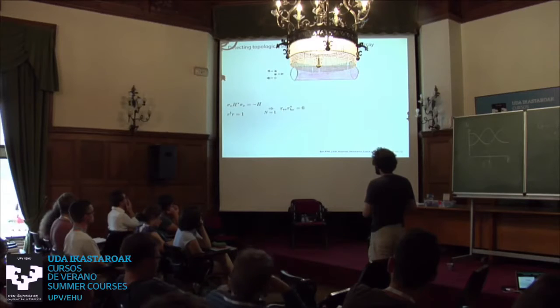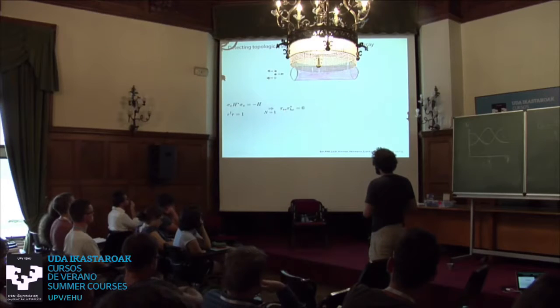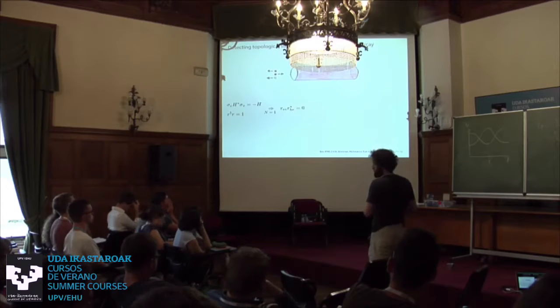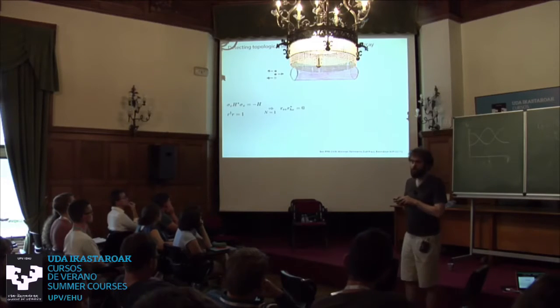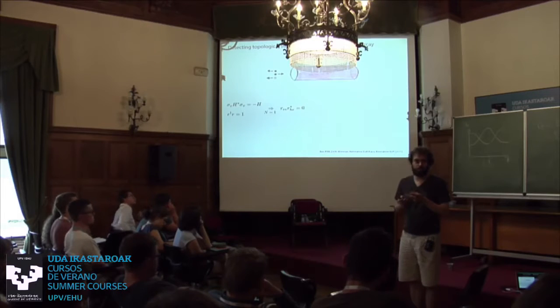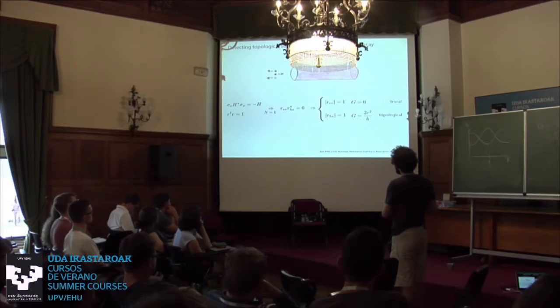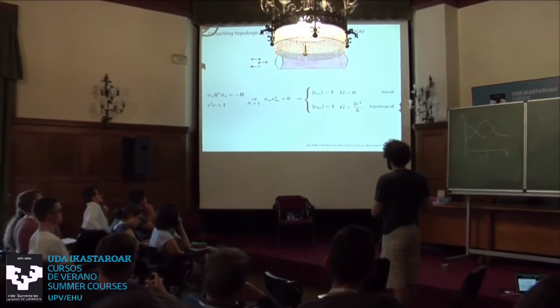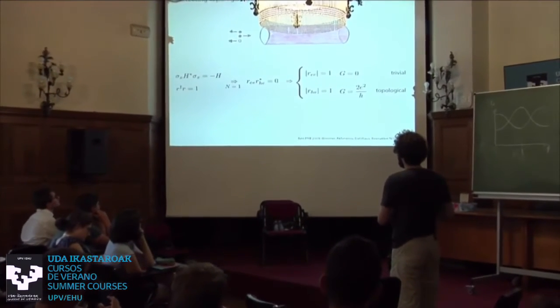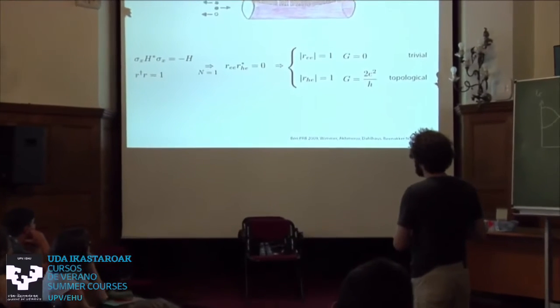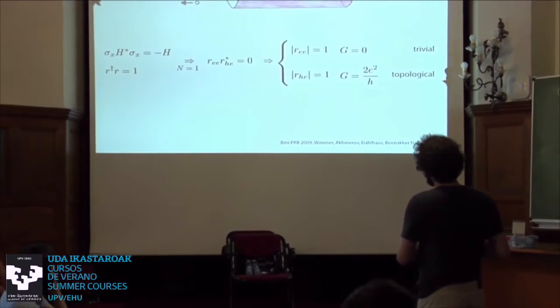It tells us that the product of the reflection probability of an electron into an electron times the conjugate of the reflection probability of an electron into a hole is equal to 0. If a product of two things is 0, then one of them has to be 0. And since r dagger r is equal to 1, they cannot both be 0. So if the electron is reflected as an electron, the NS conductance is 0, and you have a trivial superconductor. If it's reflected as a hole, then you have a conductance of 2e squared over h, because there's a Cooper pair that will be transported. Then this wire is topological.